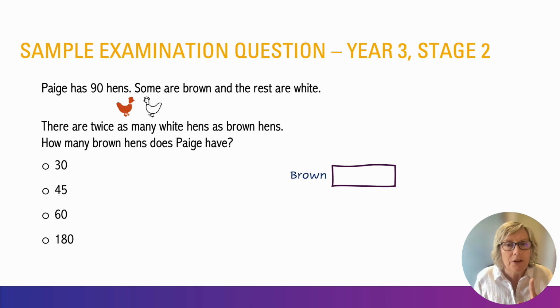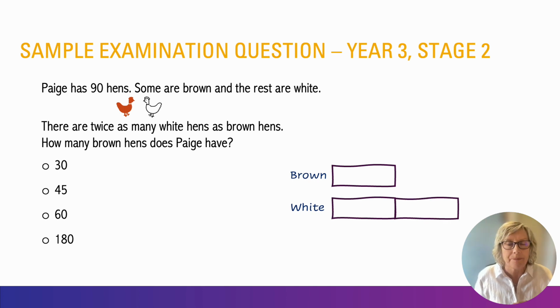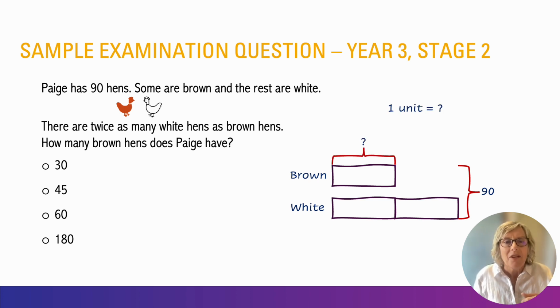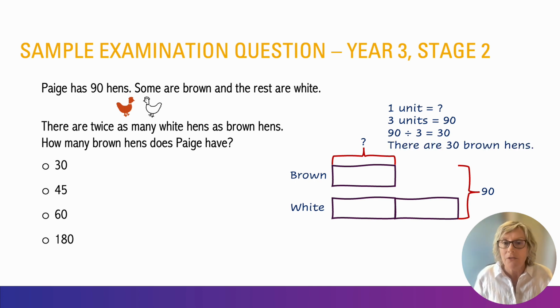Now, we also know that there are twice as many white hens as brown, so we will need 2 units for our white hens. We also know that there are 90 hens altogether. Notice how visually clear this word problem has become. So 1 unit, the brown hens, is the unknown. We can see from our diagram that 3 units totals 90. So 90 divided by 3 will give us 30, which is 1 unit. So there are 30 brown hens.